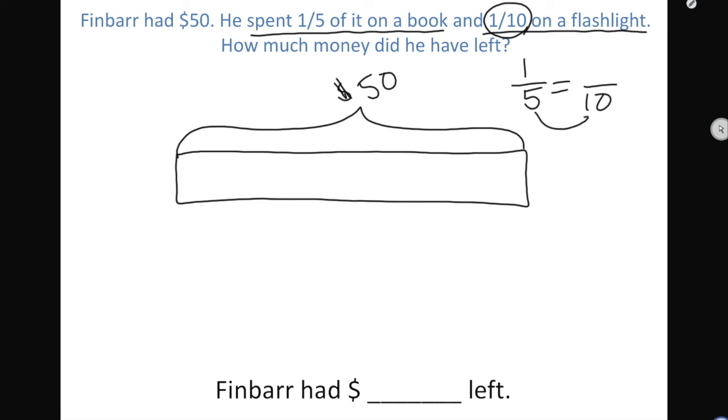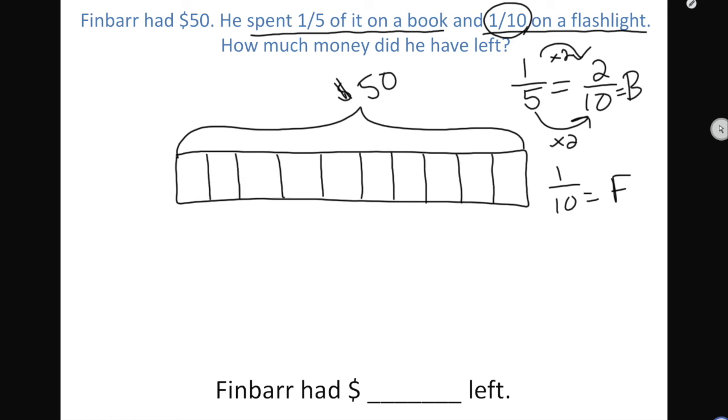So to get from 5 to 10, I would multiply by 2, which means I'm going to do the same thing in my numerator to create an equivalent fraction. So it means that 2/10 was spent on a book. And 1/10 we know was spent on a flashlight. Now I can show both of these on one bar by splitting the bar up into 10 parts. I can label 2 of them book and 1 of them flashlight.